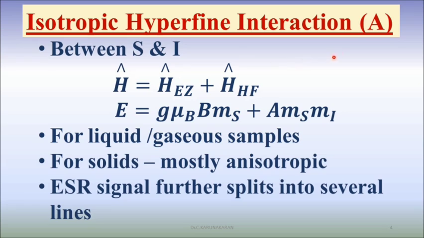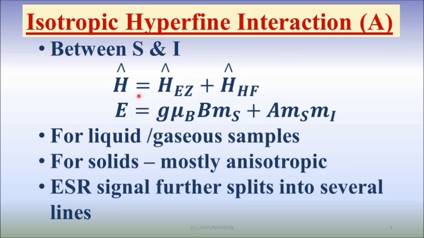Similar to spin-spin coupling constant in NMR, in ESR we have hyperfine coupling interaction, hyperfine splitting. It is represented by A, whereas in NMR it is represented by J. It occurs due to the coupling between the electron spin magnetic moment and the nuclear magnetic moment. We will see further.